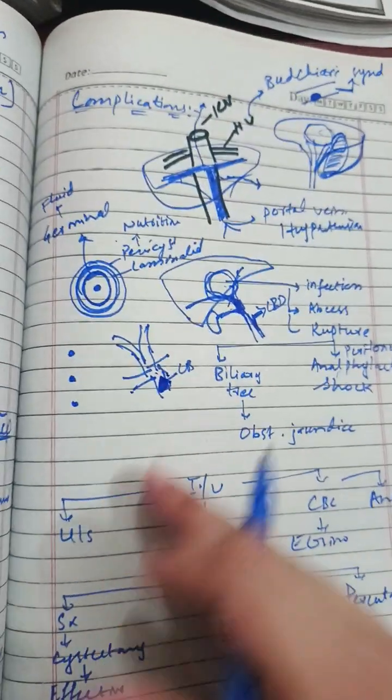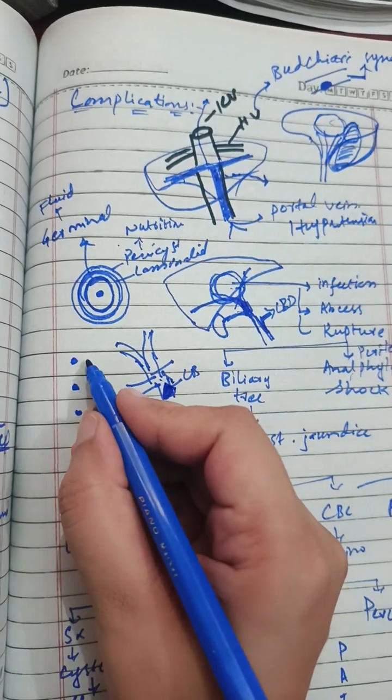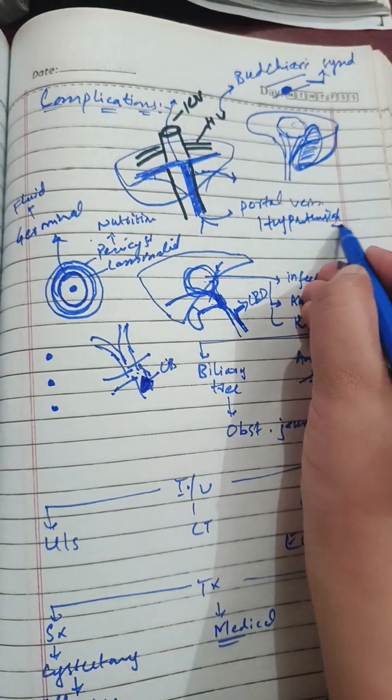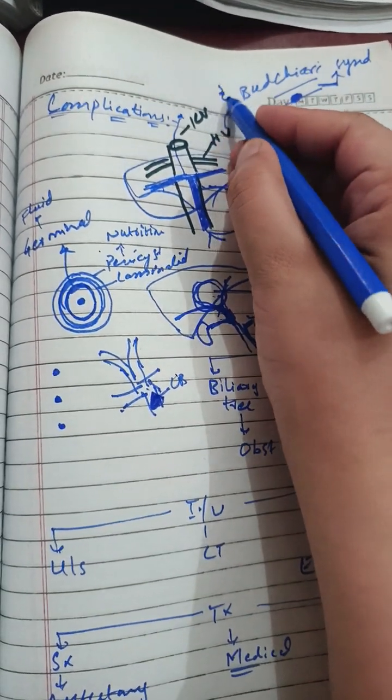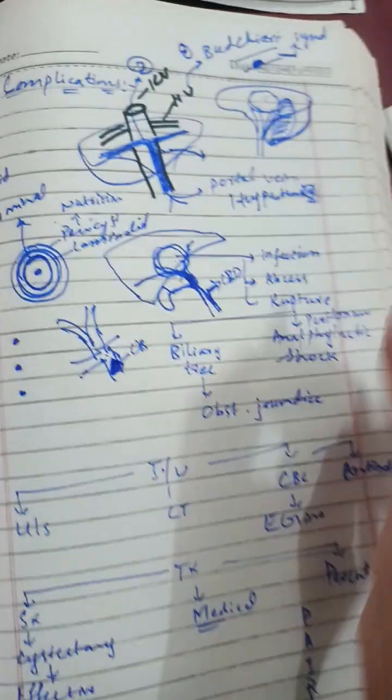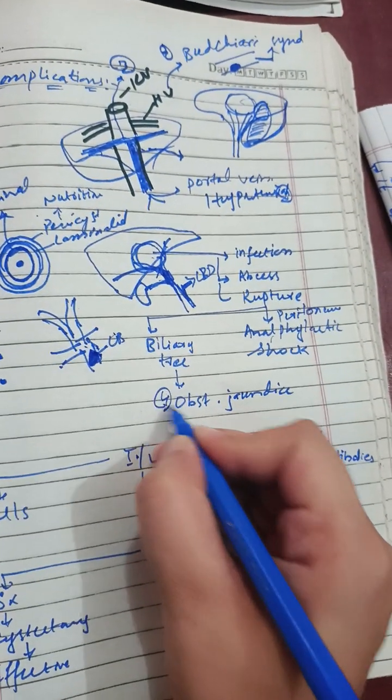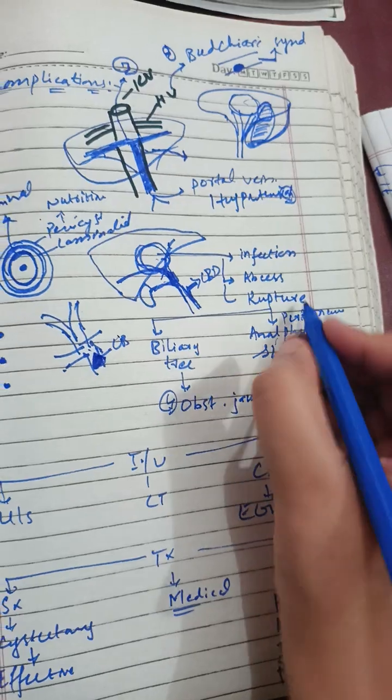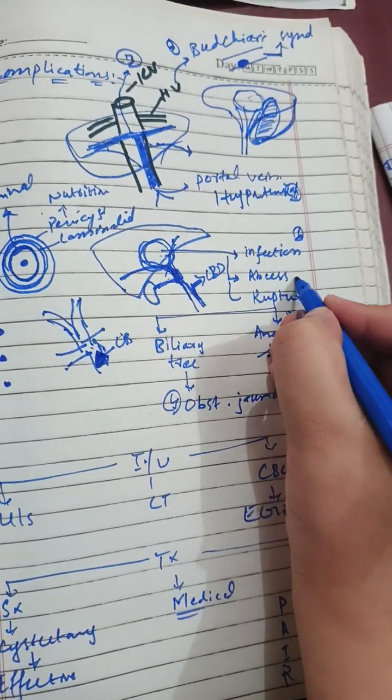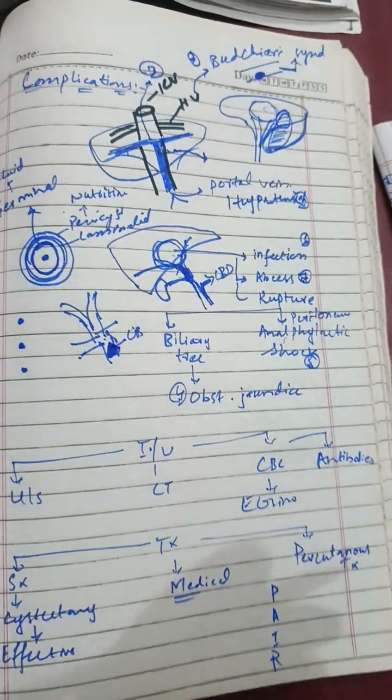So the complications are portal vein hypertension, Budd-Chiari syndrome, inferior vena cava pressure syndrome, obstructive jaundice, anaphylactic shock and peritonitis, infection, and abscess. These are the complications of the cyst.